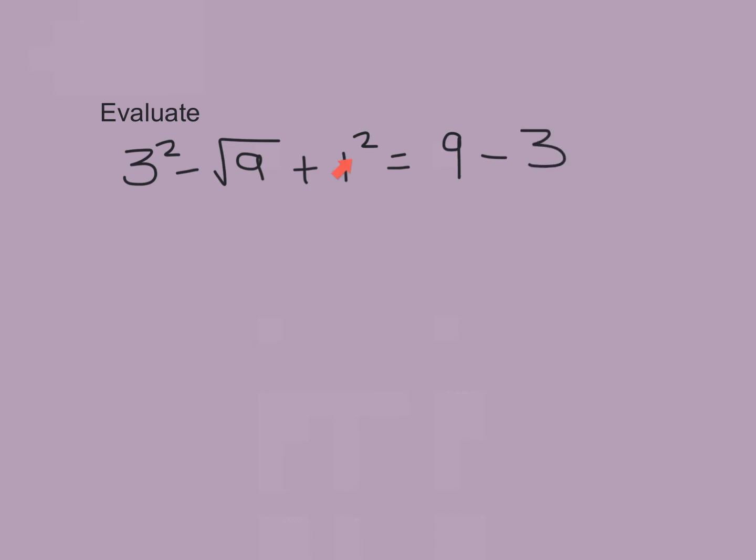And what is 1 squared? So 1 squared is 1 times 1. What is 1 times 1? 1 times 1 is 1. So add 1. So to solve this problem, I'm simply going to say 9, take 3, add 1, and that gives me the answer of 7.